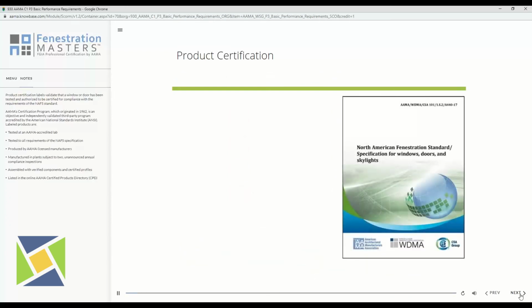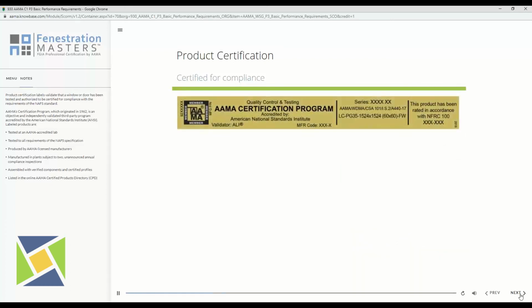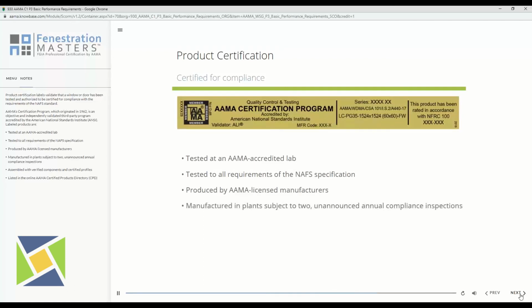Product certification labels validate that a window or door has been tested and authorized to be certified for compliance with the requirements of the NAFS standard. AAMA's certification program, which originated in 1962, is an objective and independently validated third-party program accredited by ANSI, the American National Standards Institute. Labeled products are tested at an AAMA-accredited lab, tested to all requirements of the NAFS specification, produced by AAMA-licensed manufacturers, manufactured in plants subject to 2 unannounced annual compliance inspections, assembled with verified components and certified profiles, and listed in the online AAMA Certified Products Directory, CPD.